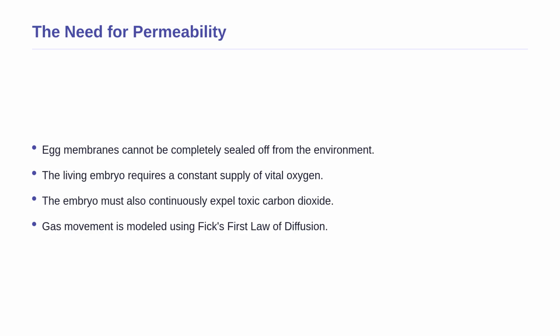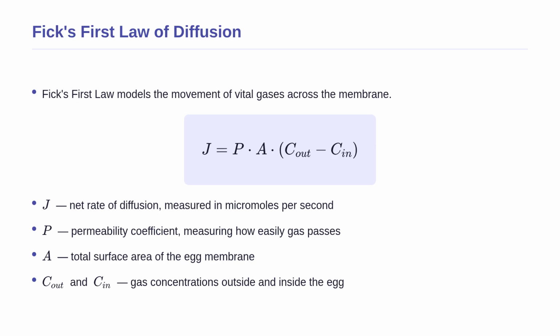To understand exactly how the physical properties of the egg membrane dictate the survival of the embryo, we can model the movement of these vital gases using a mathematical principle known as Fick's first law of diffusion. This mathematical principle we just mentioned gives us a clear window into the embryo's breathing process. The formula states that J equals P times A times the difference between C out and C in.